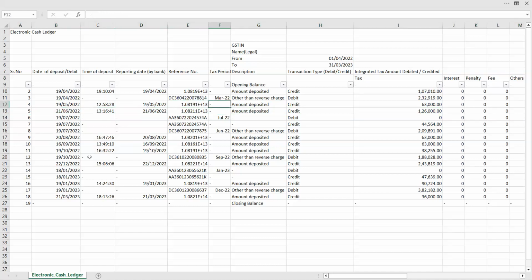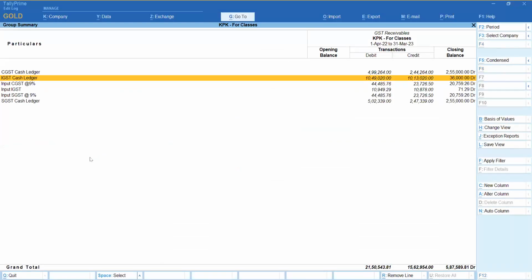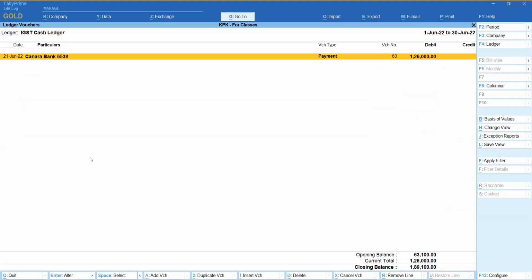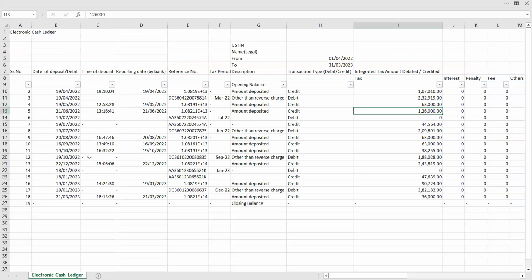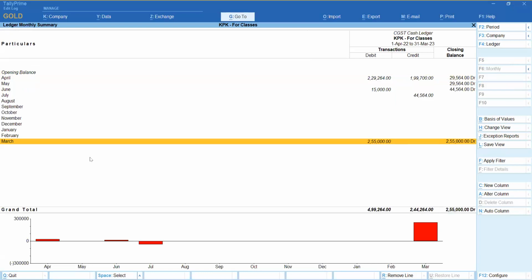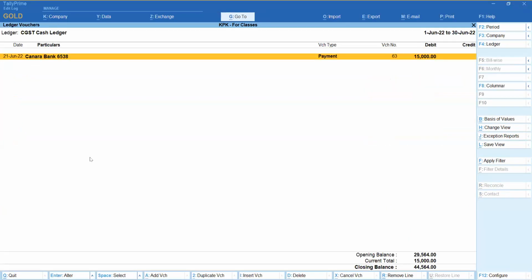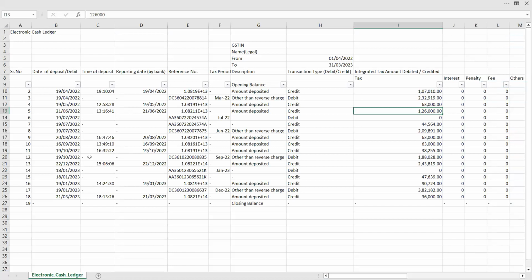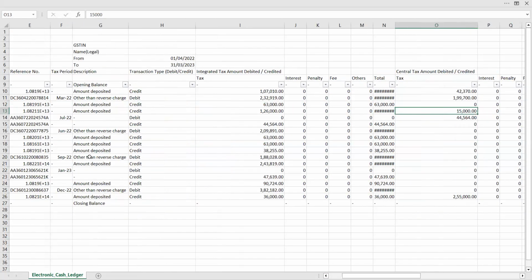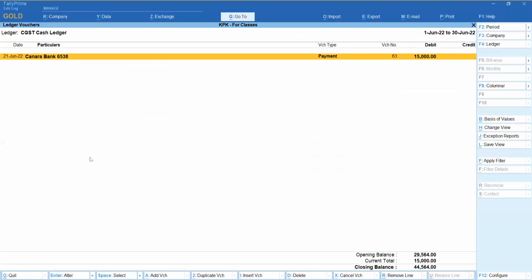On 19th May also there is a deposit, a credit of 63,000. So this is again IGST. I go to the IGST cash ledger and I will see 26th June. This is the entry, 1,26,000. I have taken this. And if you see the cash ledger of CGST in June, there is a 15,000 deposit. This is the entry which we have taken, 15,000.